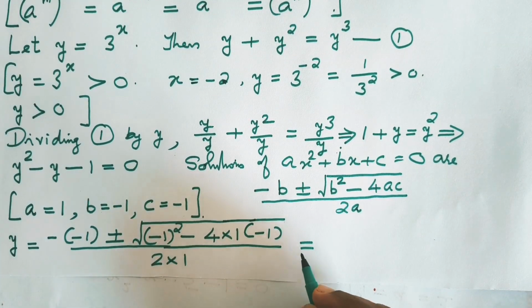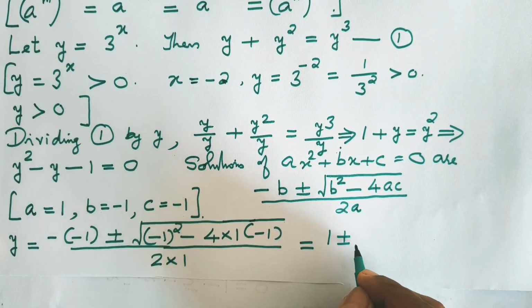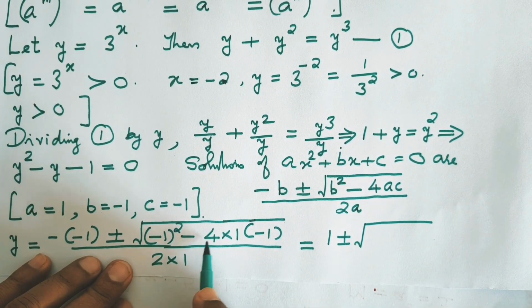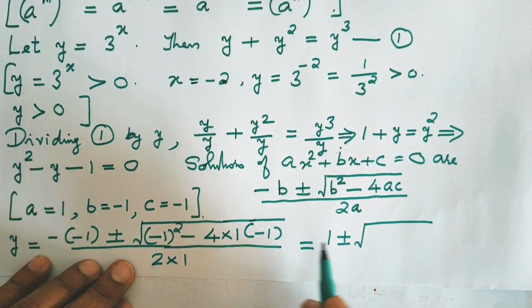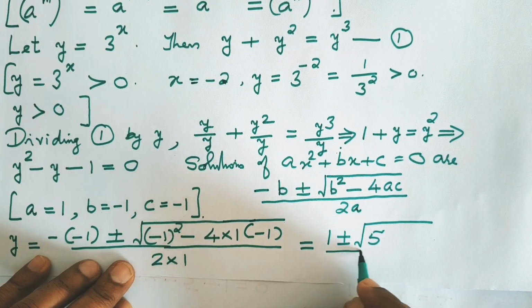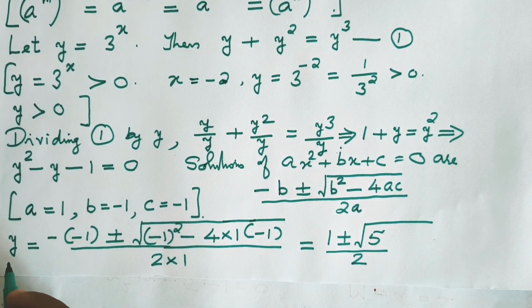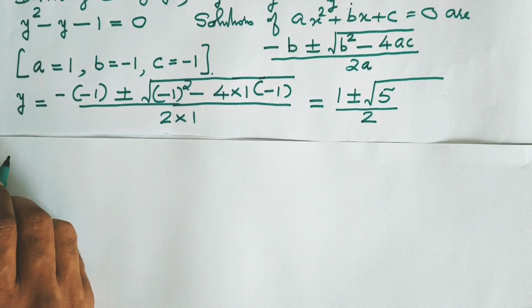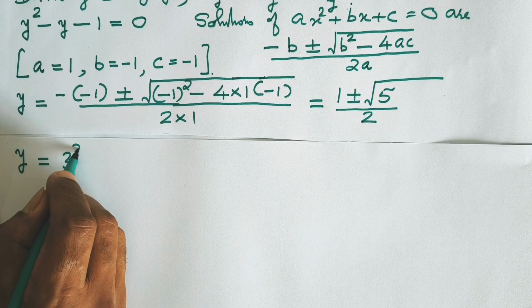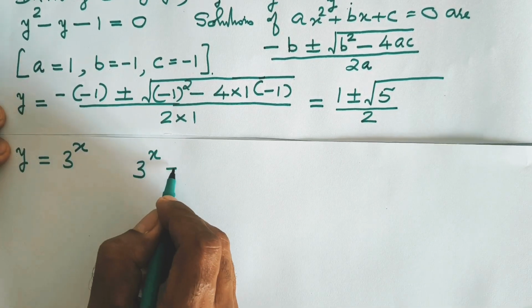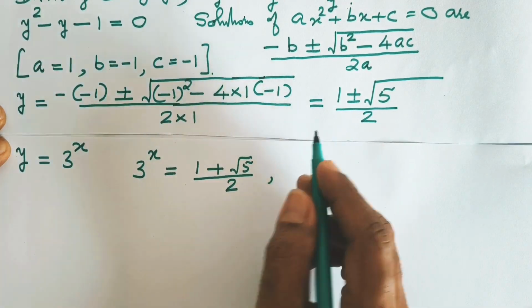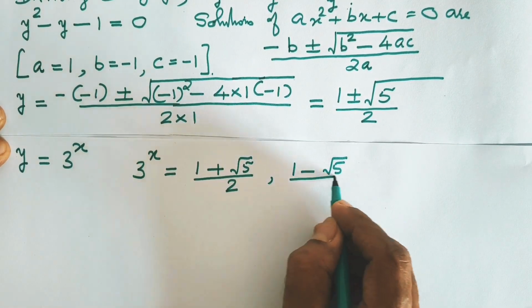Now on simplification, minus minus will be plus, or minus square root of minus 1 the whole square is plus 1. Then this minus and this minus will be plus. So on simplification, under the root sign, you will get just 5, divided by 2. So we got the two solutions for the variable y. But y is a dummy variable we had brought in. The actual value of y is equal to 3 to the power x, which implies 3 to the power of x equal to 1 plus root 5 by 2. That is one value. The other value, 1 minus root 5 divided by 2.